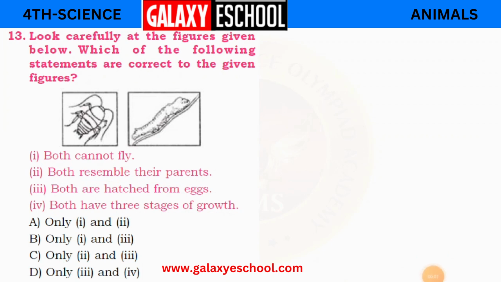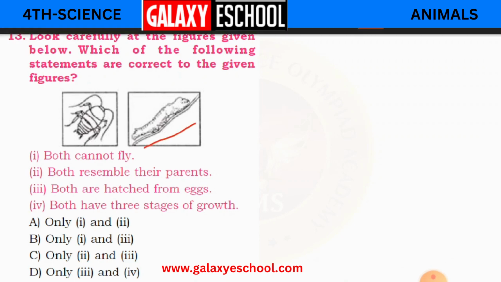Look carefully at the figures given below. Which of the following statements are correct to the given figures? Here if you can see children, you are having two insects here. One is a cockroach, the other one is the larva, that is the caterpillar. Here see these two. So we have to identify which statements are true. We have got 4 statements, and from that we have to identify which statement is true with particular of these animals. Okay children, and the first statement is both cannot fly.